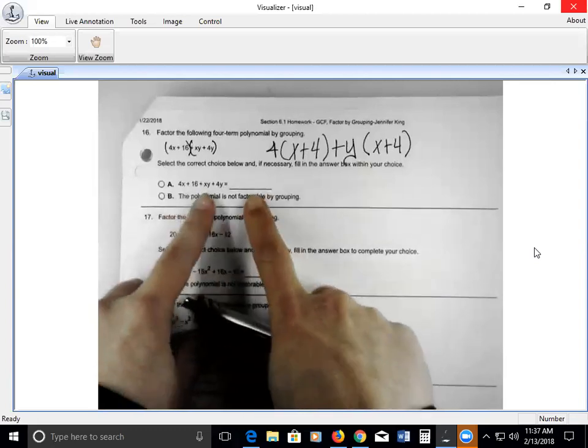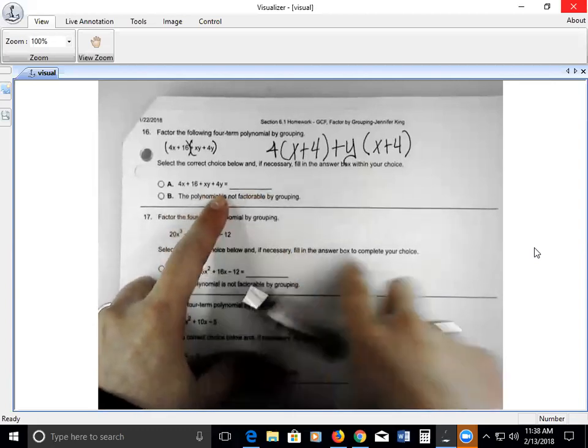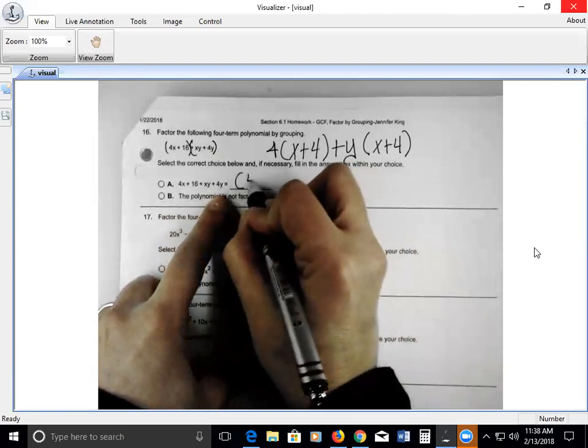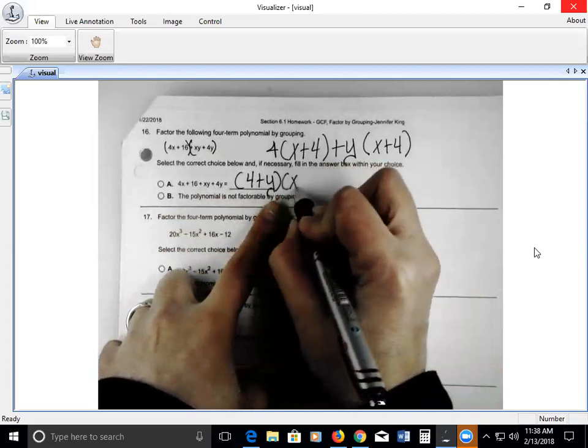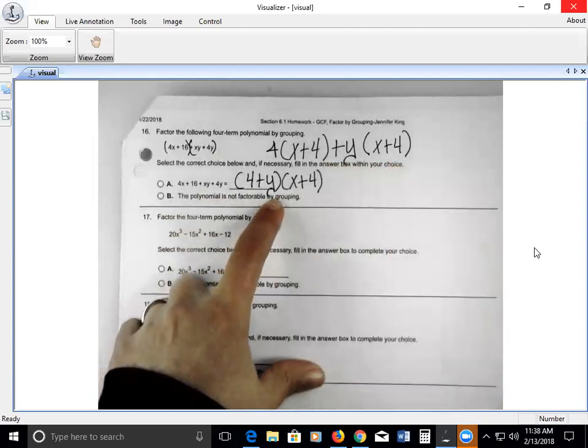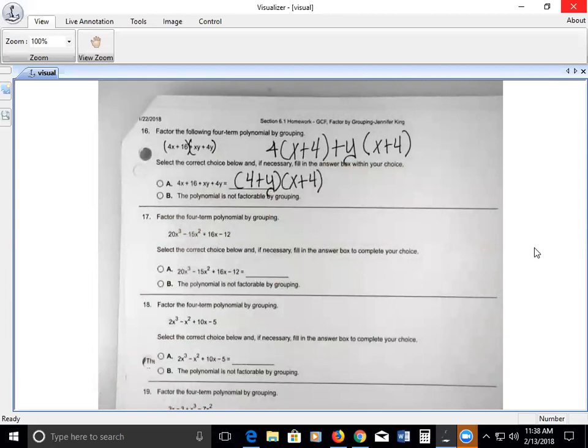So how are we going to write the factored representation? 4 plus y, the GCFs come together, times x plus 4. How do we check our answer? Use your formula. Distribute it back out. Combine your terms, and what should you come back to? You should come back to the original polynomial.